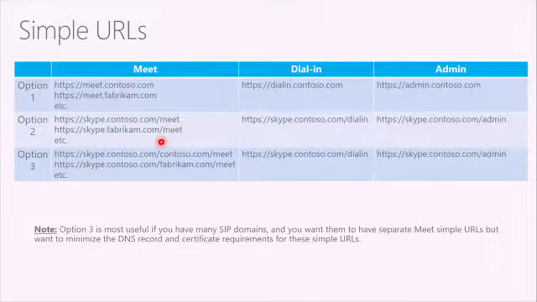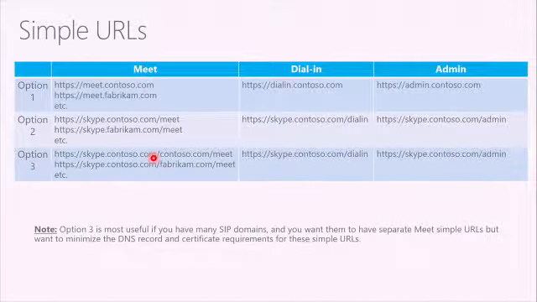Option 3 basically means that we would approach this as having a single base URL for all of these simple URLs. So in this instance, we use skype.contoso.com. Perhaps Contoso is the parent company, so off we go. That is going to be the base URL that we use for everything. So take a look at what that does to the Meet URLs.